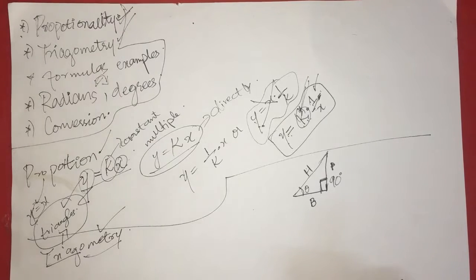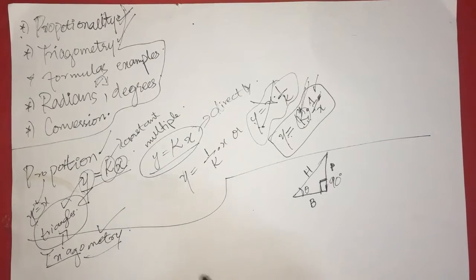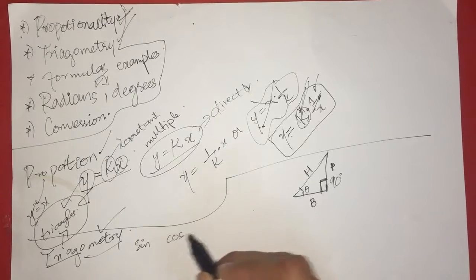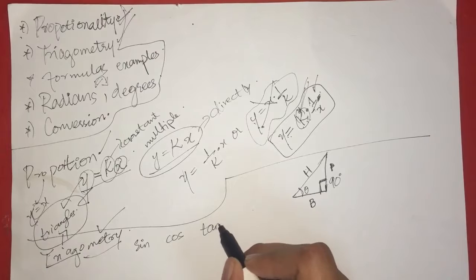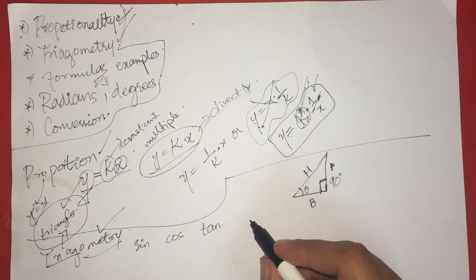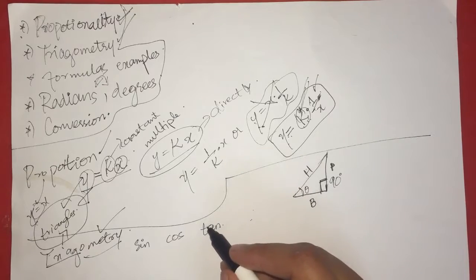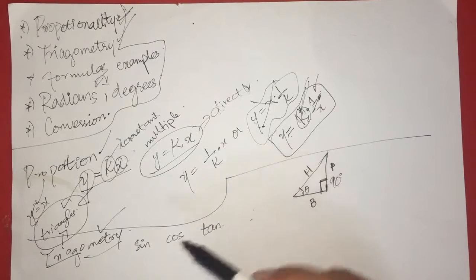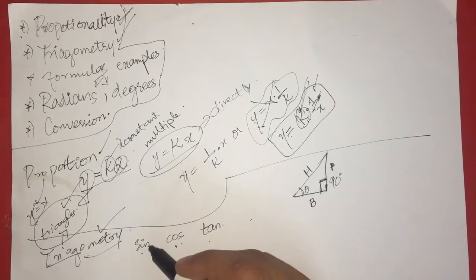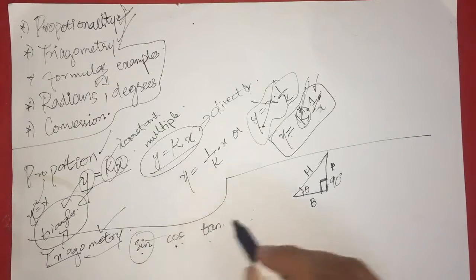The different functions of trigonometry are sine, cosine, and tangent. Also I'm going to discuss the cosecant, cotangent, and secant in the next video. So for today we are going to learn about these three functions.